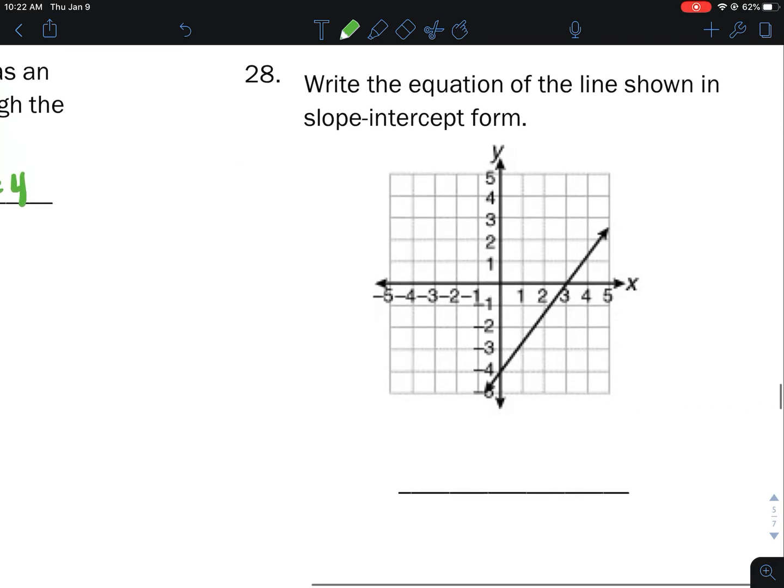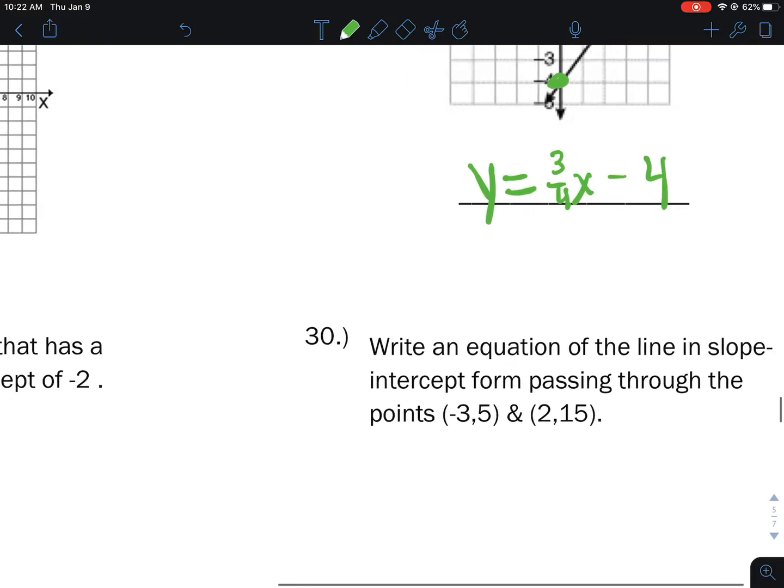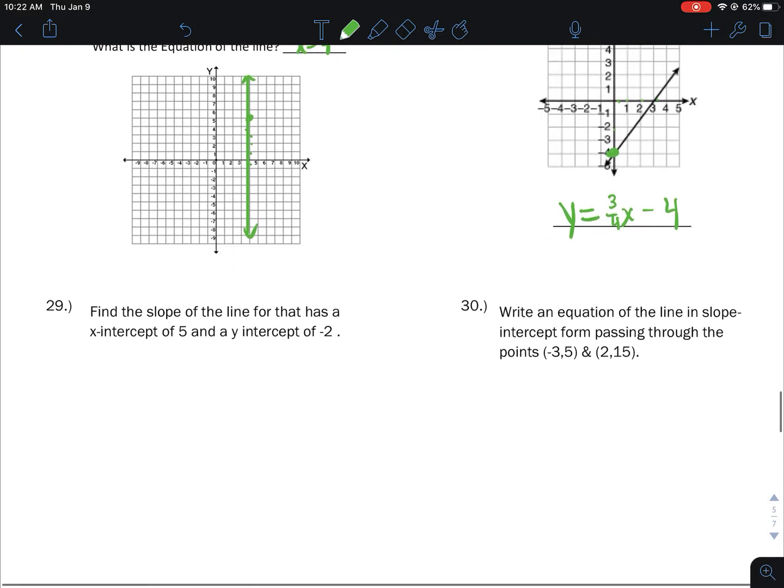Okay, write the equation of the line in slope-intercept form. So y equals mx plus b. The b is negative 4. And your m, it looks like we're going up 1, 2, 3, 4 over 1, 2, 3. So it's a positive 4/3 x. This is a long one.